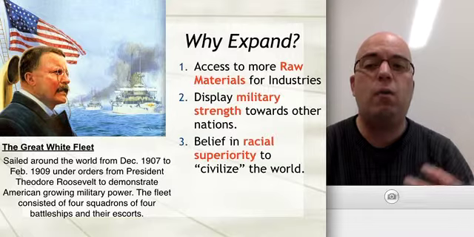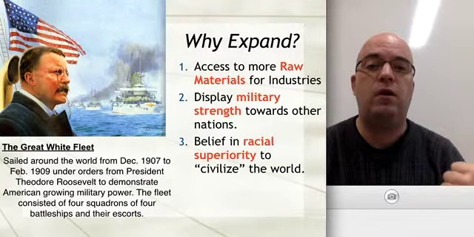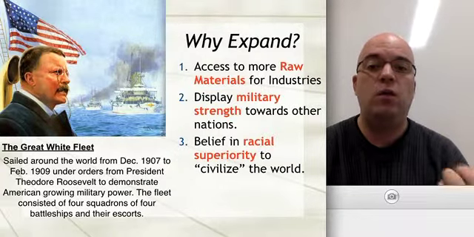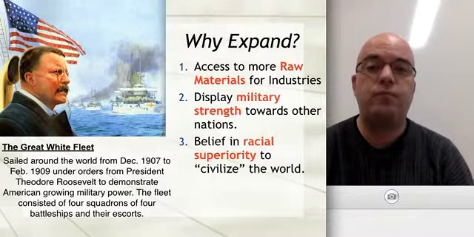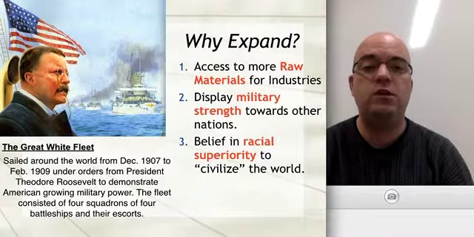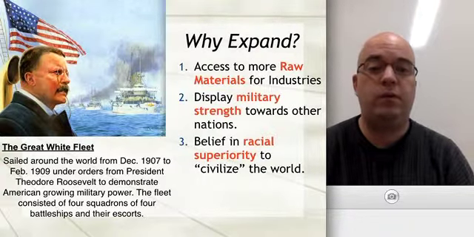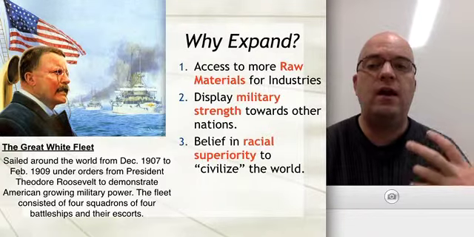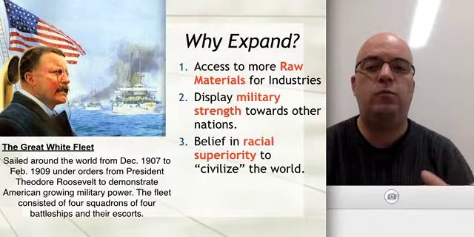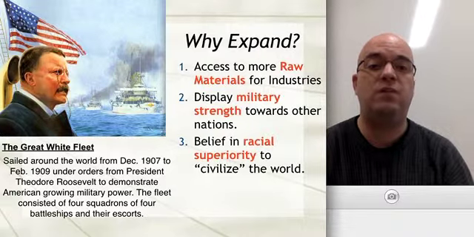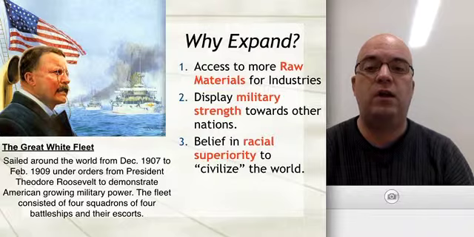So when we think about why we wanted to expand globally, it was to open up new markets and access to raw materials for trade internationally. We wanted to display military strength so that we weren't seen as a weak nation. And then there was this idea of racial superiority, that it was up to us to bring progress and civilization to the world, especially in places like Africa, the Middle East, and Asia, which were the main areas where this was taking place.